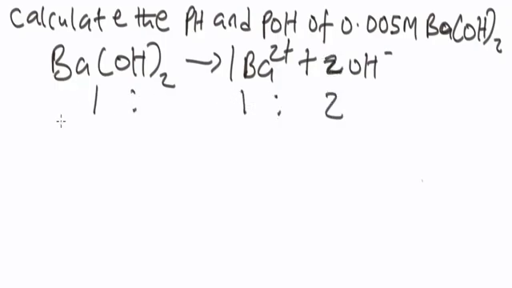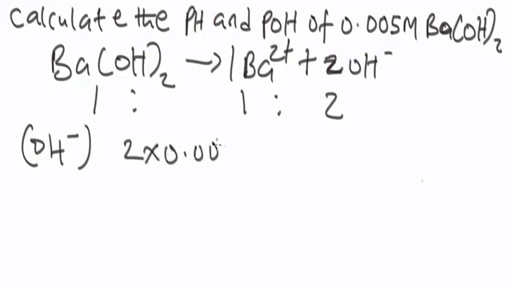Now to get the hydroxyl ion concentration, it will be the mole ratio of hydroxyl ion in this reaction times the concentration of barium hydroxide. Alright, so the hydroxyl ion concentration now will be 2 times 0.005, which, let me punch it into my calculator, is going to give us 0.01 mole. Alright, so this will be the hydroxyl ion concentration.